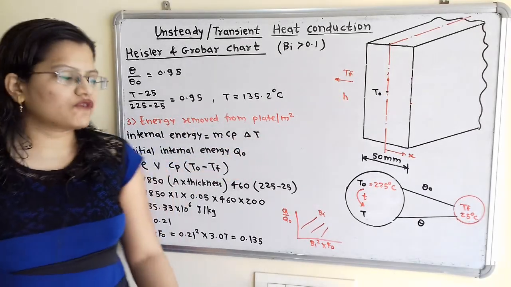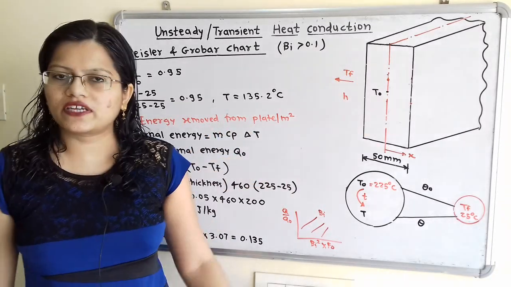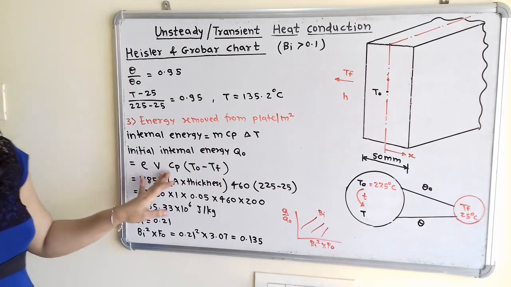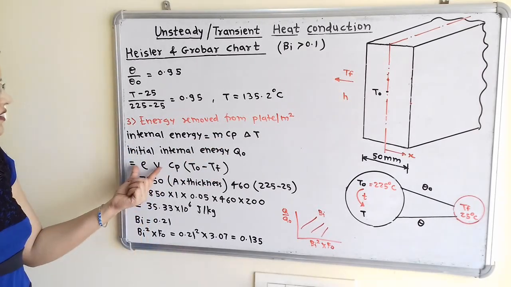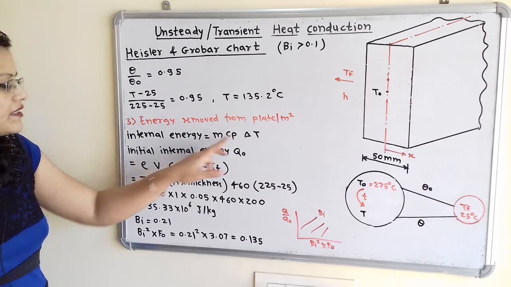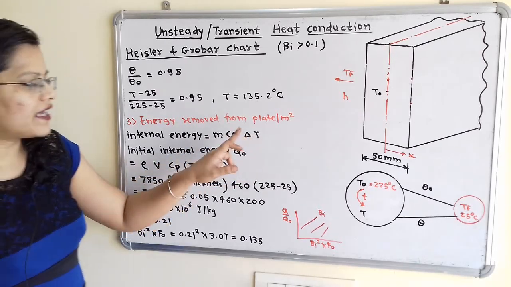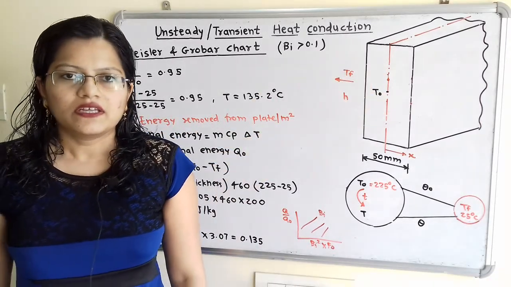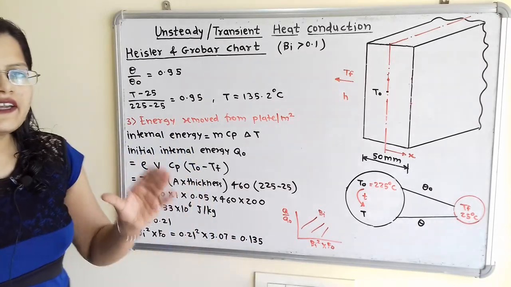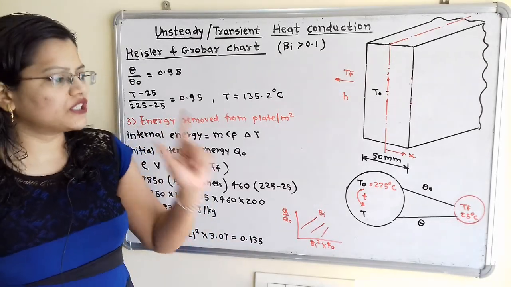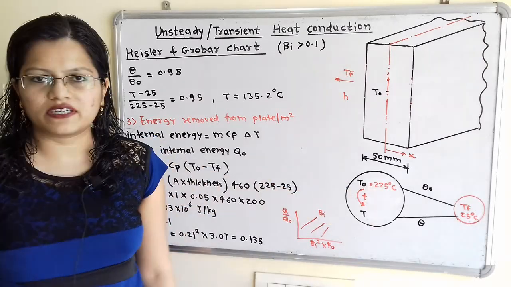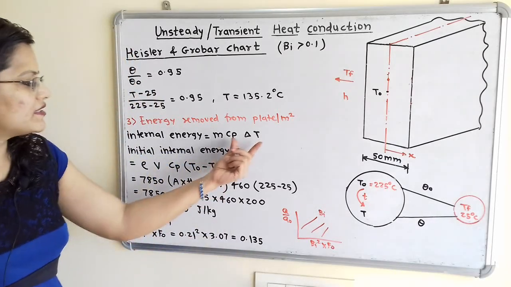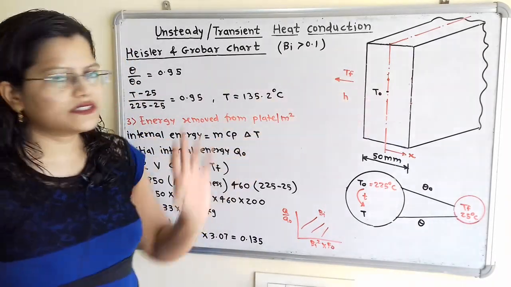Now if we observe this question, the mass of this plate is not given. So instead of m, mass is equal to density multiplied by volume. So we will use here density multiplied by volume. Cp is the specific heat and delta T is the temperature difference in between this plate and the surrounding. Now if we observe the given question, at time T equal to 0, temperature T0 is given, that is 225 degrees Celsius. And here temperature Tf is 25 degrees Celsius. So we can easily find out this T0 minus Tf.